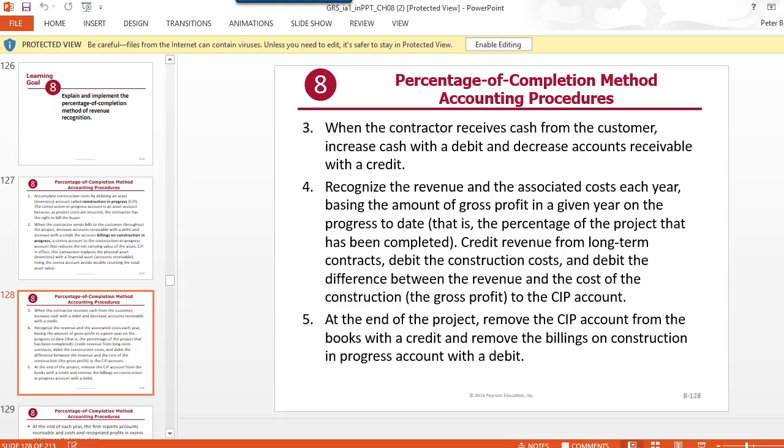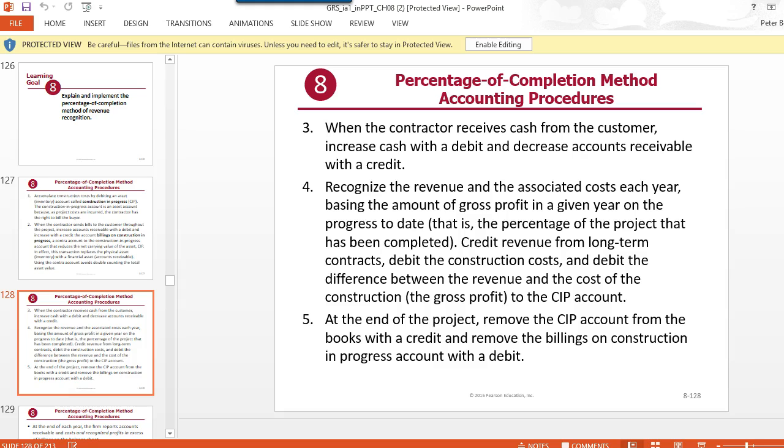Now we get into the real revenue recognition, which is how to recognize revenue with this percentage of completion method. And basically the revenue and the costs associated with that revenue, based on the gross profit, which is revenue minus costs in a given year, are based on this percentage of the project that's been completed.